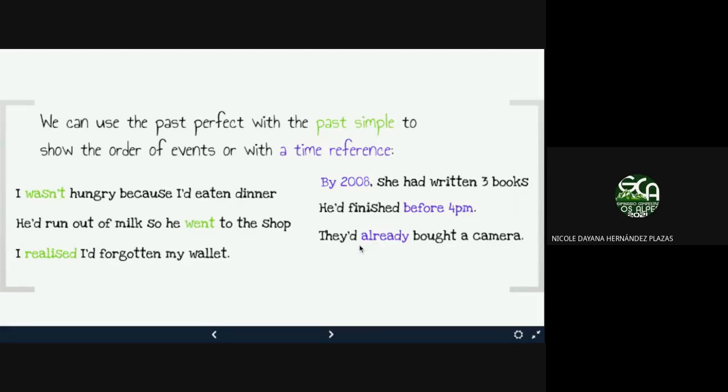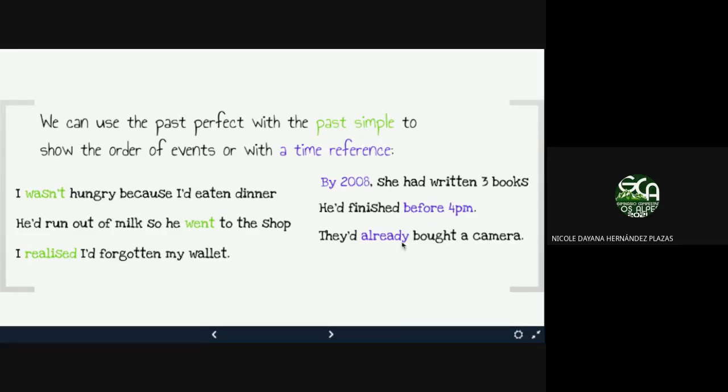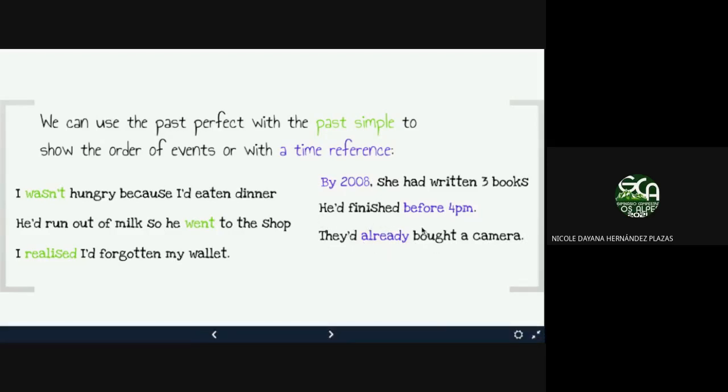And the last one, look at this word already. They already bought a camera, or they had already bought a camera. Do you remember, babies, that when we talk about present perfect, I told you how to use just, how to use already, how to use yet? Okay, so this is one of those words. What is the meaning of already? What do you remember of this? What is the meaning of already? What is it?